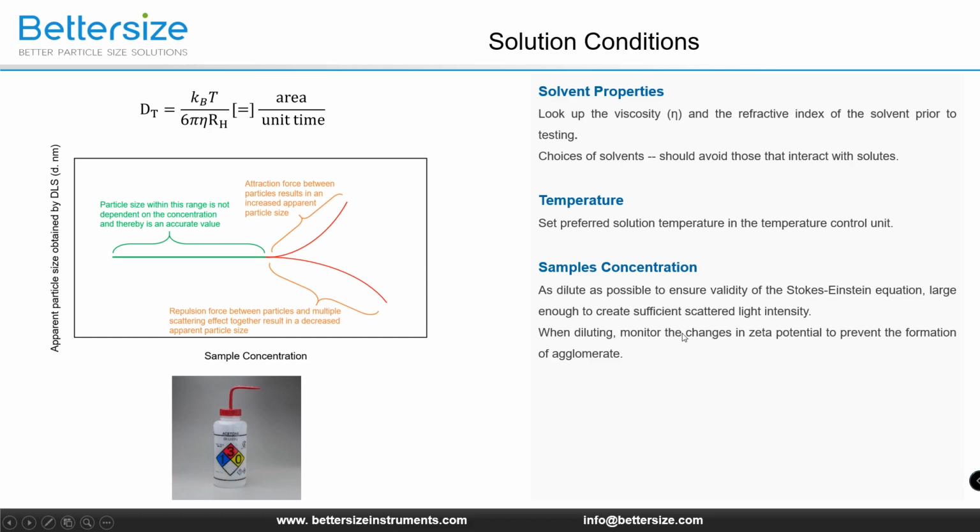Be careful of the changes in zeta potential when diluting the solution. Zeta potential is an important indicator of the stability of the suspensions. A system with higher zeta potential is more stable and less likely to form agglomerates because of the repelling of counterions on particle surfaces. During dilutions, monitor the pH, concentration of surfactants, and conductivity of the solutions to prevent dramatic change in zeta potential, which will lead to particle agglomerations and an overestimation of particle size distribution.